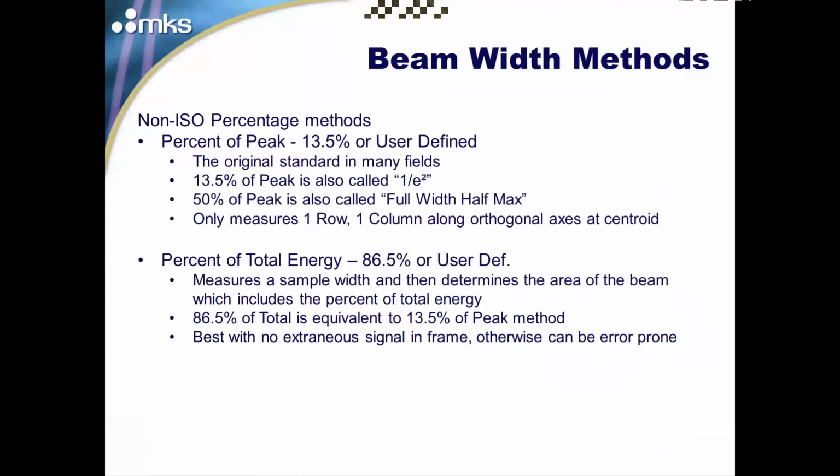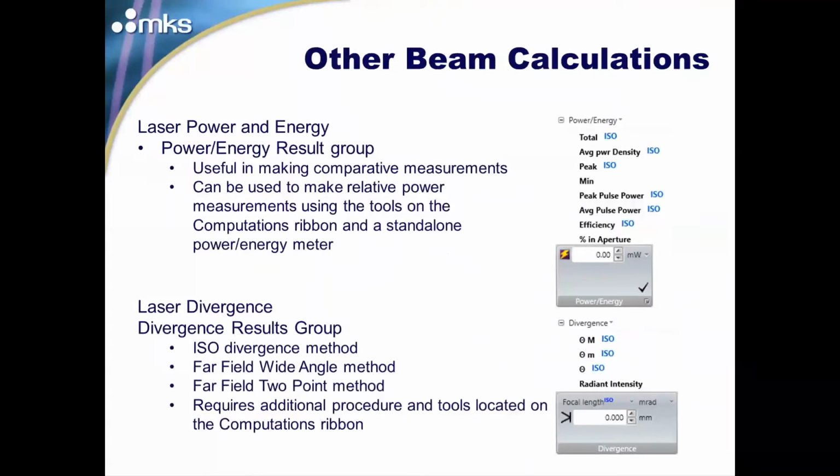It's important to note 86.5% of total energy should yield an equivalent beam width to 13.5% of peak method. Even though computationally they're doing a different algorithm, they end up with equivalent results between those two. Percent of total energy is good if you don't have a lot of extra signal in the frame, because all of that's going to be counted towards the total energy, and that can lead to some errors in your measurement. Before I move on, I didn't really answer which beam width method you should use.